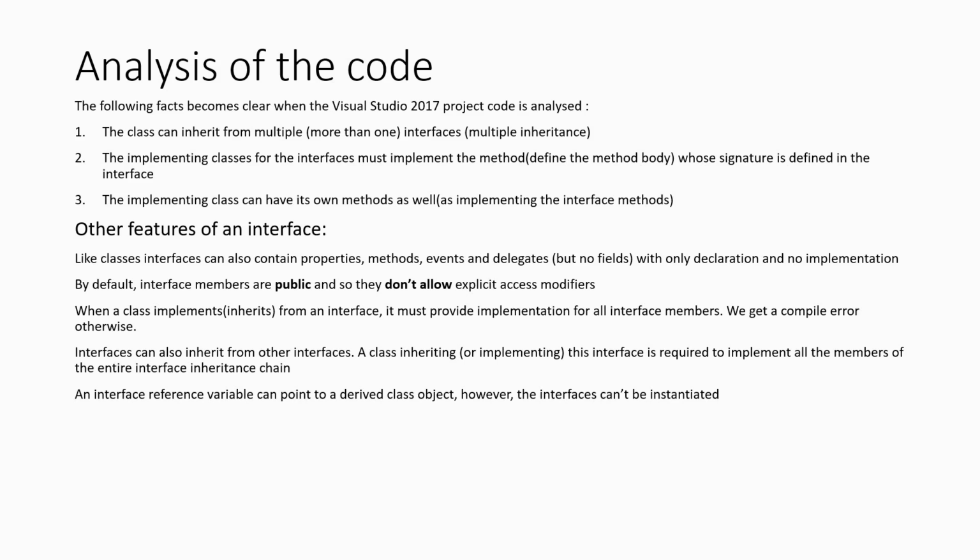The other features of the interface which weren't brought to light in this small project is that, like classes, interfaces can also contain properties, methods, events, and delegates, but they can contain no fields, with only declaration and no implementation. And by default, interface members are public, so they don't allow explicit access modifiers. So even if you drop the public keyword from interface members, they are still public by default. And when a class implements or inherits an interface, it must provide implementation for all interface members. We get a compile error otherwise, which we have already seen in the project.